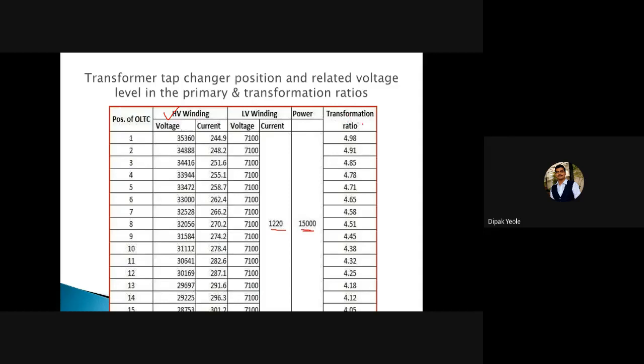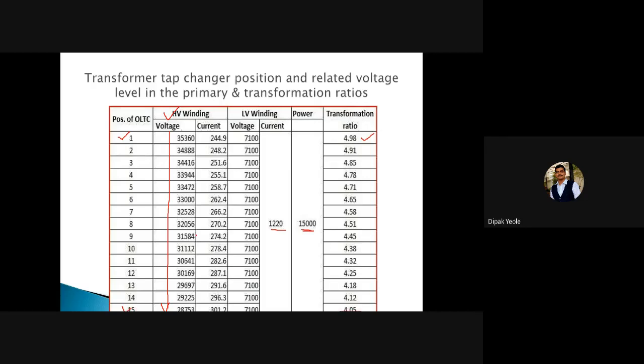We are interested in the transformation ratio. Here you can see for one position, the transformation ratio can be 4.98. We are interested in choosing the particular position for a particular voltage. If our voltage level drops to 28,753, to boost this voltage level to 35,360, we have to choose the 15th tap. It corresponds to the transformation ratio 4.05.